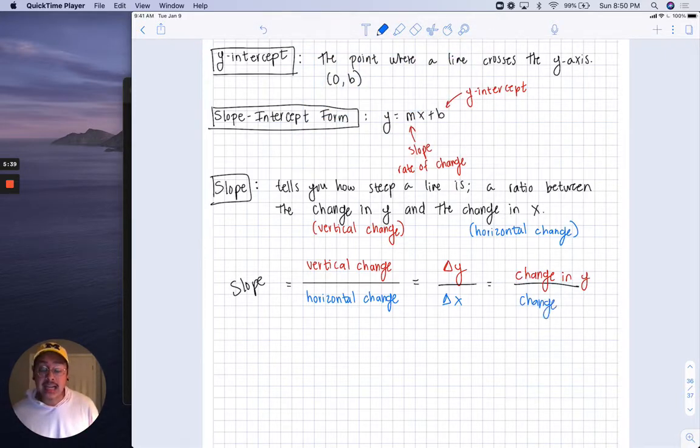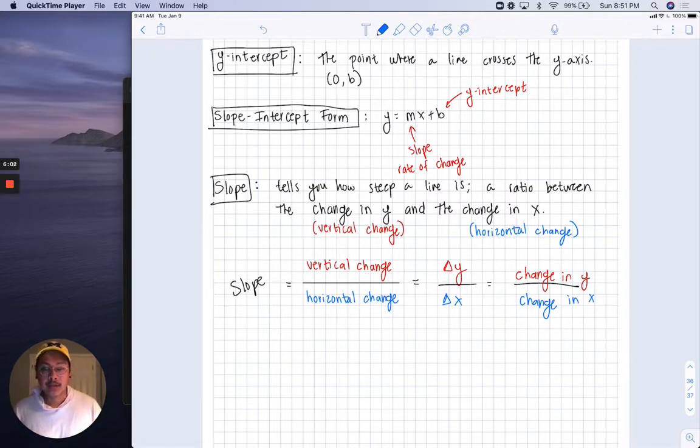Again, I really have to stress the importance of the order in which you write this ratio. Remember, when we write ratios, does the order matter? Yes, it does. And I'm telling you the order of this ratio is vertical change to horizontal change. Please keep this in mind. Repeat it as many times as you need to so that you remember this.